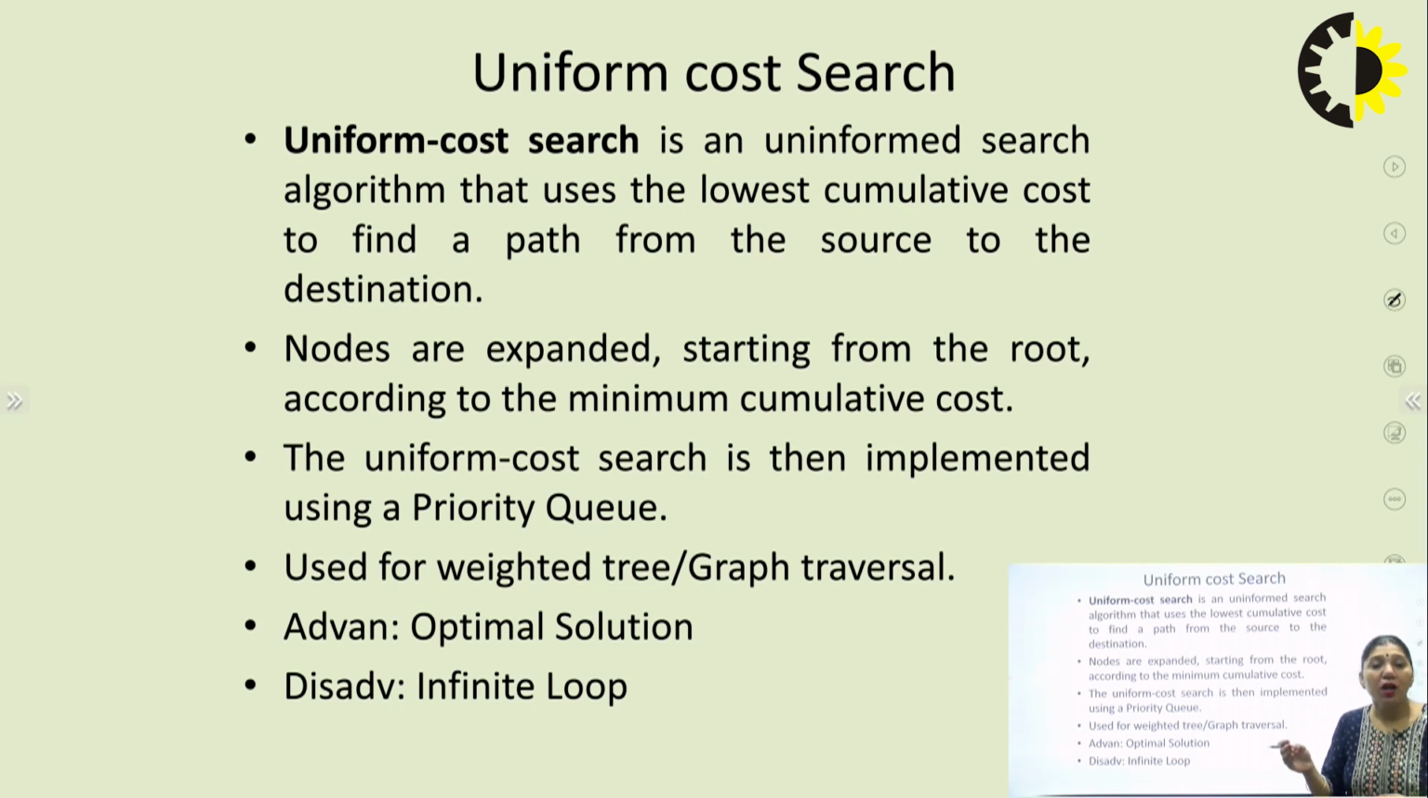वो एक्सपैंड करेगा स्टार्टिंग फ्रॉम द रूट नोड अकॉर्डिंग टू द मिनिमम क्यूमुलेटिव कॉस्ट. जैसे अगर मैं बात करूं, मैं अगर 0 लेवल पर हूं और मेरे पास 3 तरीके रास्ते हैं जाने के लिए आगे, तो जिसके पास भी कॉस्ट कम होगी मैं पहले उसी के पास जाऊंगी, उसके आगे मैं अपना ट्राइवर्सिंग का पाथ स्टार्ट करूंगी. ठीक है. The uniform cost search is then implemented using a priority queue. प्रायोरिटी क्यू के हिसाब से, क्योंकि मैंने कहा जिसकी कॉस्ट कम होगी उसको प्रायोरिटी ज्यादा मिलेगी, उसके बिहाफ पर ही आई विल स्टार्ट माई ट्राइवर्सिंग. It is used for weighted tree and graph traversal. और इसका एडवांटेज क्या है?